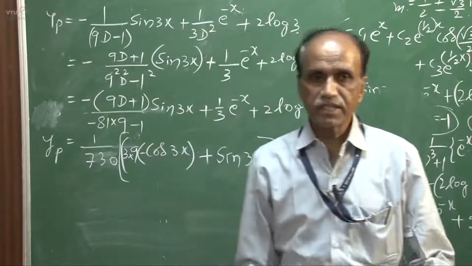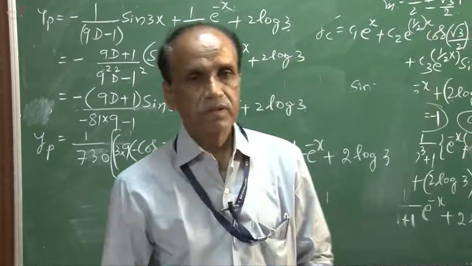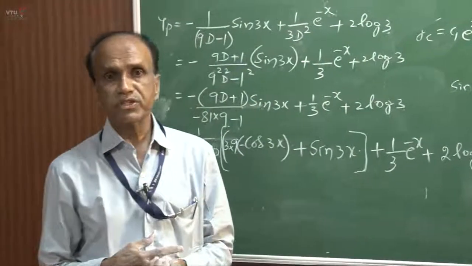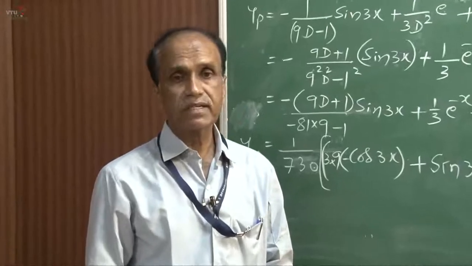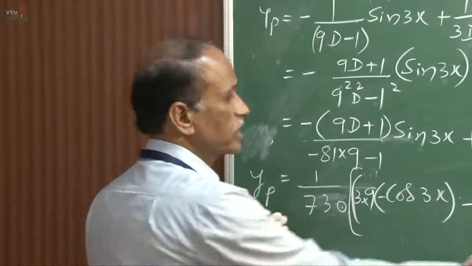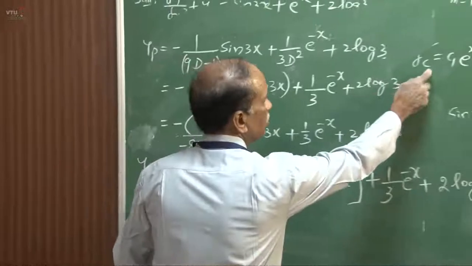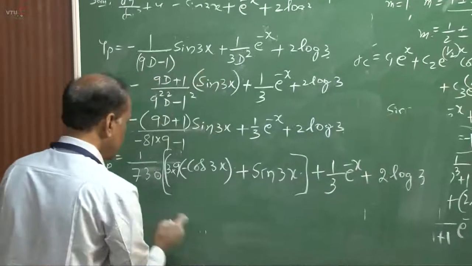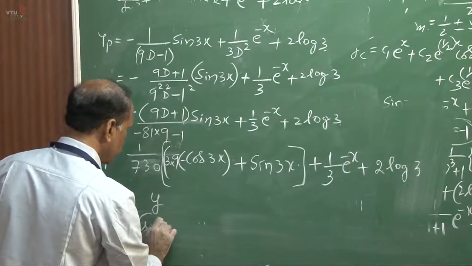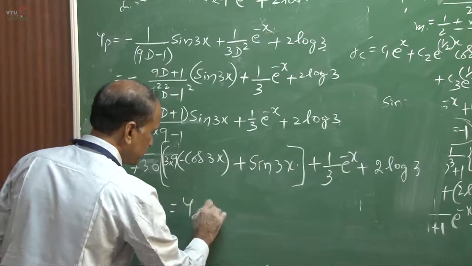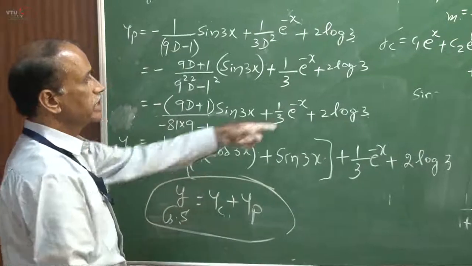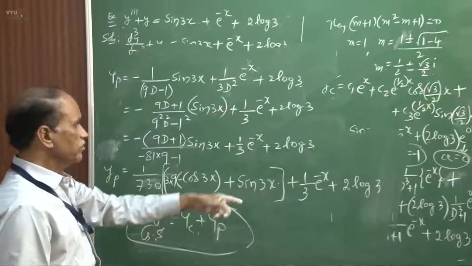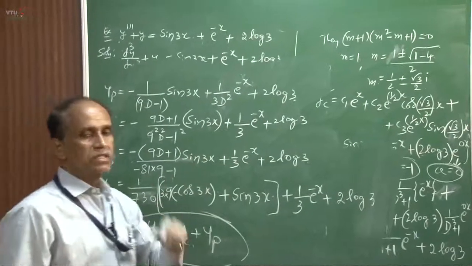When this is the particular integral, you have to write the combination of complementary function plus particular integral as the general solution. So you can club this answer with the complementary function, thereby you will declare it as the general solution, that is y equal to yc plus yp. So this is your general solution. I have already given the complementary function, and this is your particular solution.